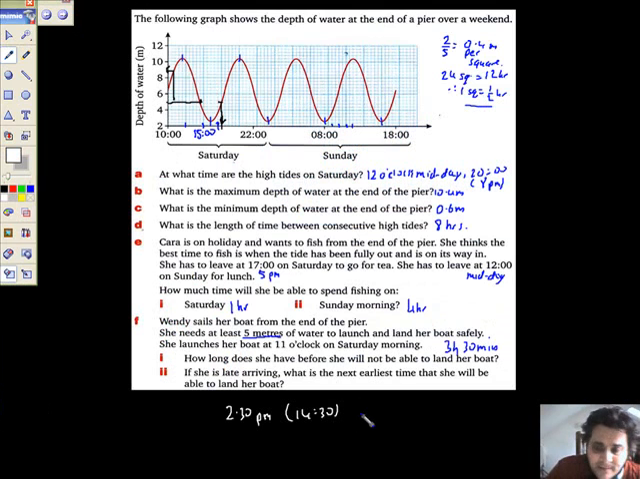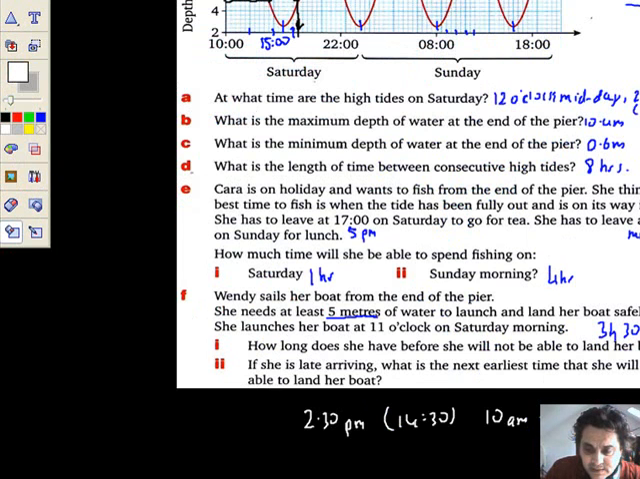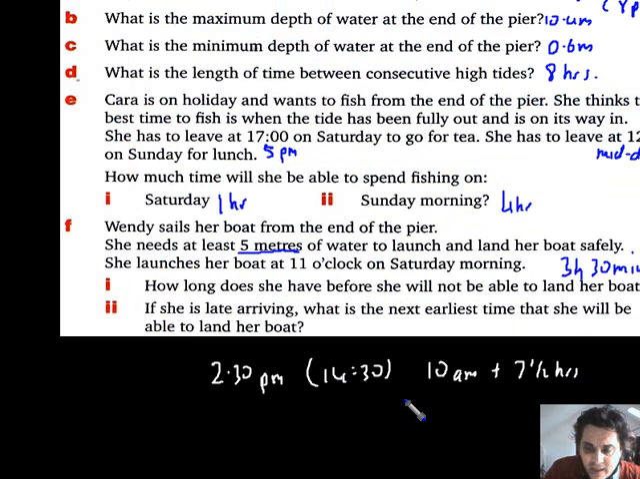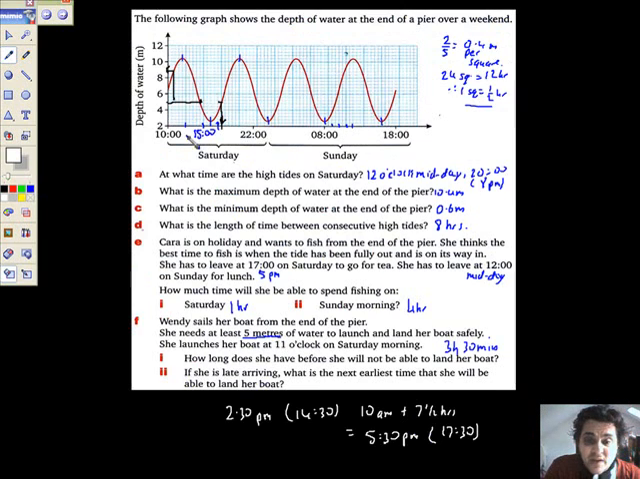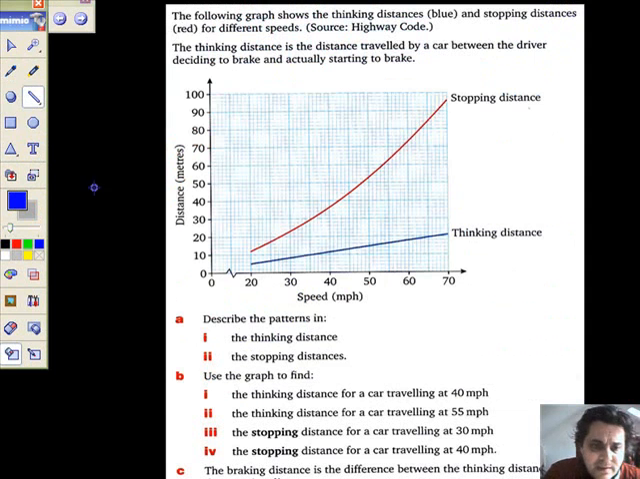Let's just do some maths there. So 10 a.m. plus 7.5 hours. What time can we come in? That's going to be 5:30 p.m. Put it into 24-hour clock. Let's add on 12. That's going to be 17:30. Just check that. Times there. So one of these, I think.